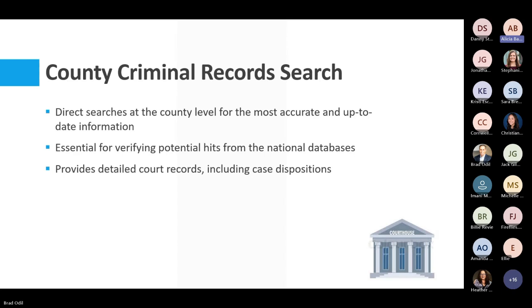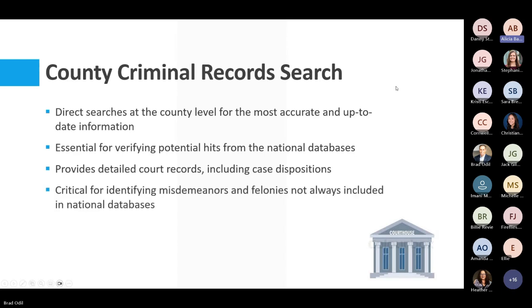County searches provide the most detailed court records, including dispositions, and in most cases, sentencing information as well. They are also critical for identifying misdemeanor and felonies that are not always included in the nationwide database search. It's always recommended to include 7 years worth of counties, meaning all counties that an individual has lived in for the past 7 years. And every state and county are a little different, so it's important to use researchers that are familiar with the area and have a relationship with the courts in that jurisdiction.